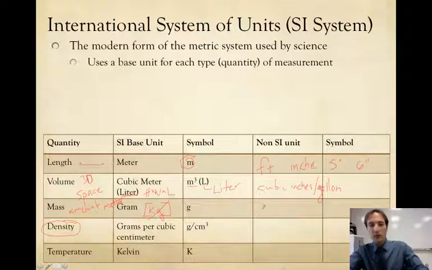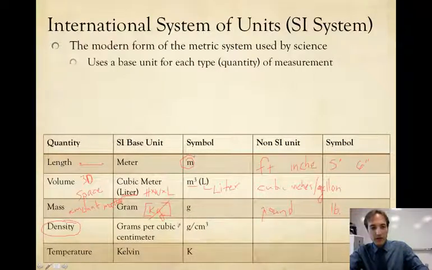A non-SI unit that would be similar to this would be something like a pound. So if you say, for instance, I would like a quarter pounder, you're saying that you'd like 0.25 pounds of meat in your hamburger. The symbol for that would be something like LB, right, for pound.